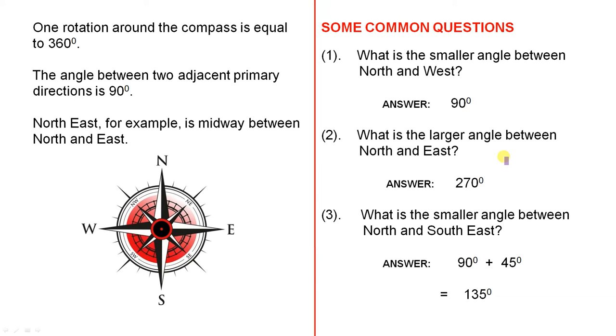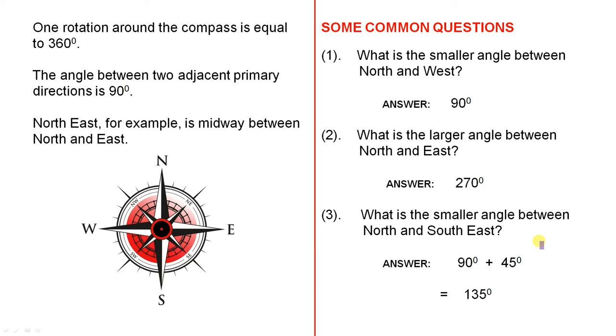What is the larger angle between north and east? There's north and east. That is the smaller angle, so the larger angle is all the way around here. So you can see that the larger angle is 90 plus another 90 plus another 90. And that's why the answer is 270 degrees.